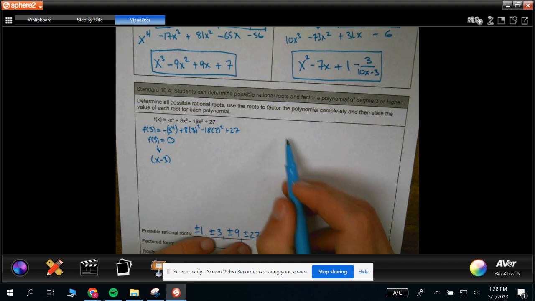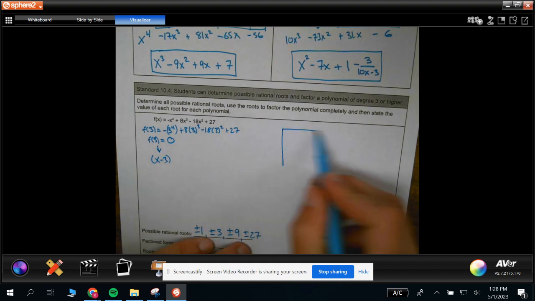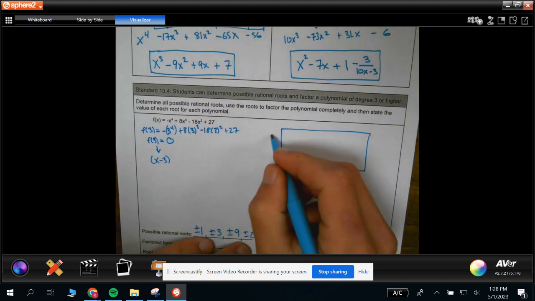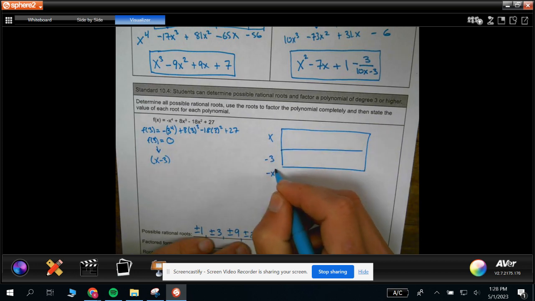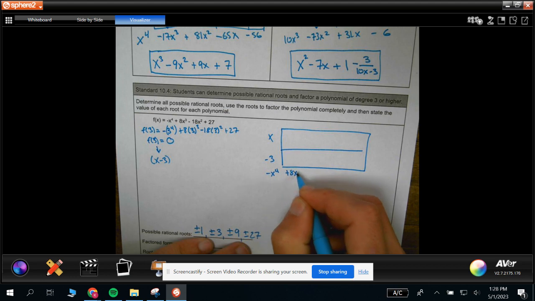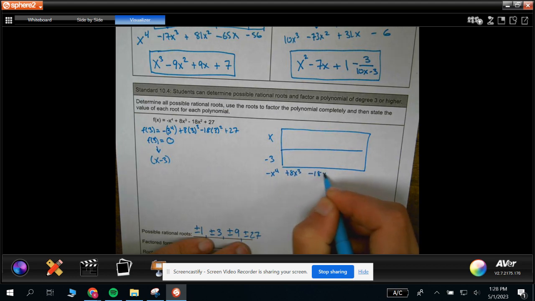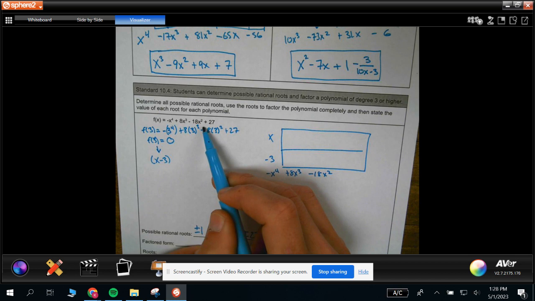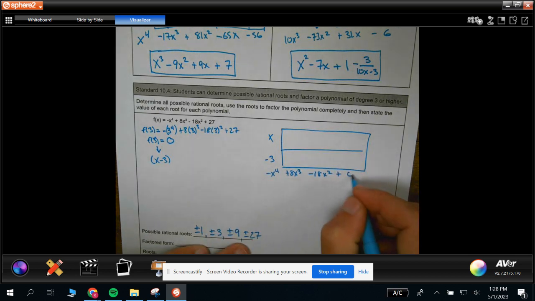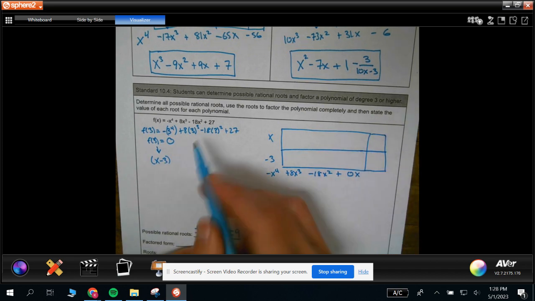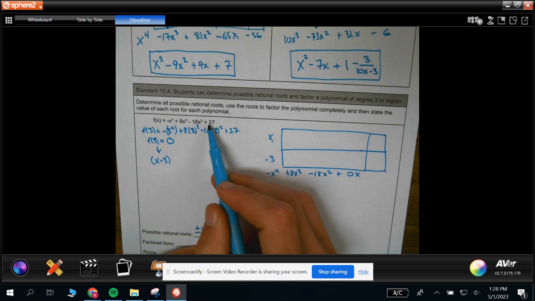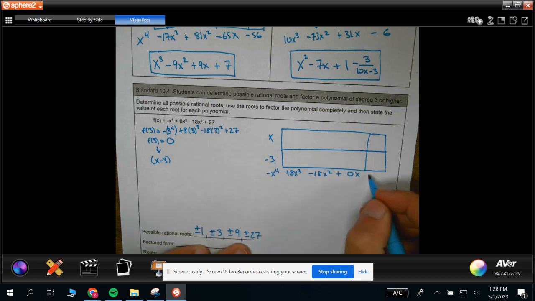So I'm going to divide. I'm going to make my Polydoku here. I've got x minus 3 here, and I'm going to finish at negative x to the 4th plus 8x cubed minus 18x squared. Careful here, there's no x, but I can't just skip it. I have to account for it. Plus 0x, so I need to make my Polydoku a little bit bigger. I have to account for it by putting in 0x plus 27.